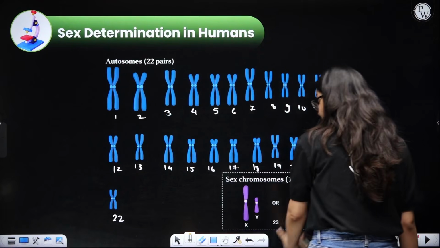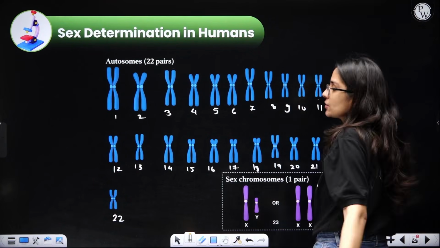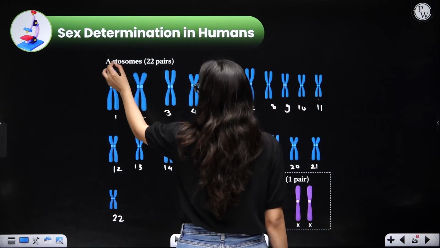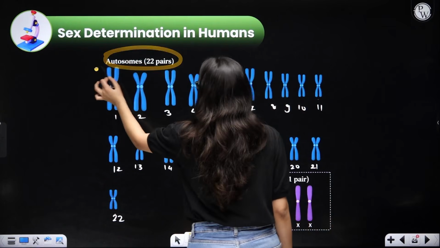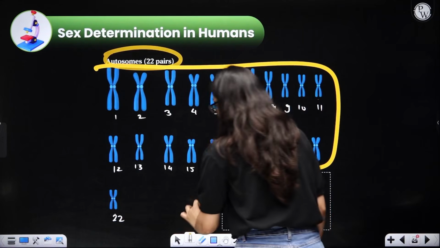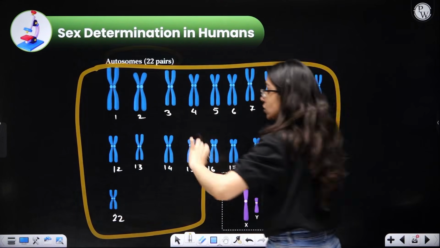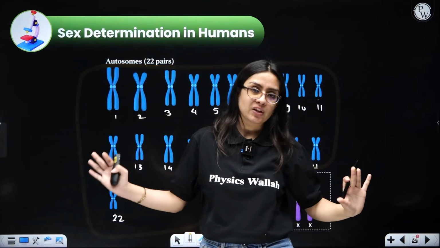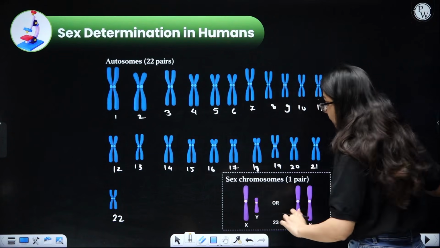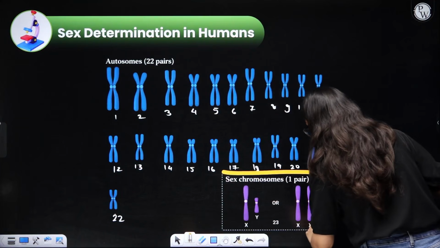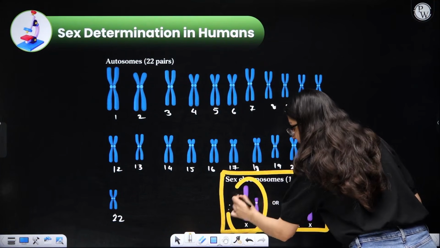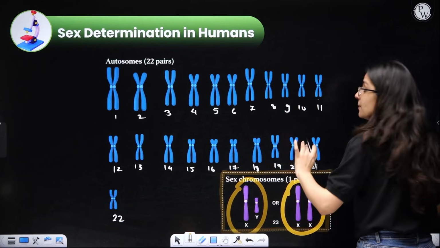See, over here you can see that there are 23 pairs of chromosomes, out of which 22 pairs are, beta, autosomes. All those that you can see over here in blue color represent your autosomes, and there are 22 pairs of autosomes which are going to be the same in males and females. Got my point? The other left out pair is called the sex chromosome. Now the sex chromosome actually varies. If it is XY, it is the male, and if it is XX, it is the female.